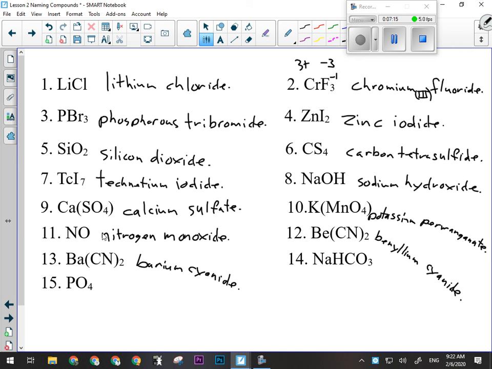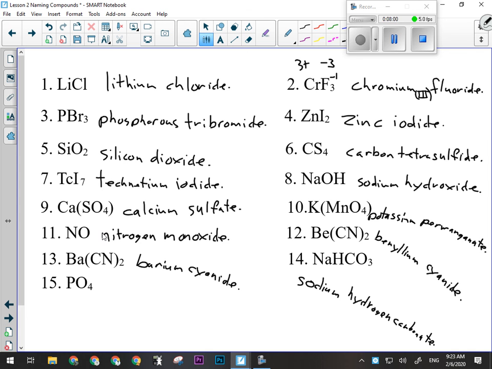Okay, number 14. What kind of compound is that? Does it have a metal in it? Yeah, it does. Okay, if it has a metal in it, it's ionic. It also has a polyatomic ion in it, HCO3, which is hydrogen carbonate, or sometimes bicarbonate. So this stuff is sodium hydrogen carbonate. It has a more common name. You've probably used it many times in your life. It's baking soda. Sodium hydrogen carbonate is baking soda.